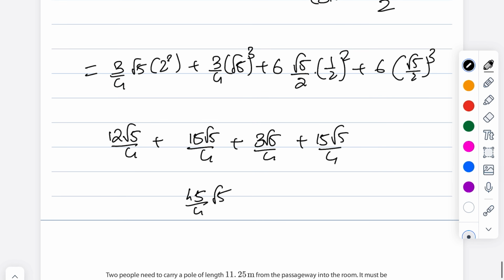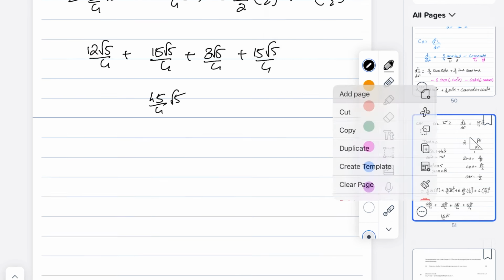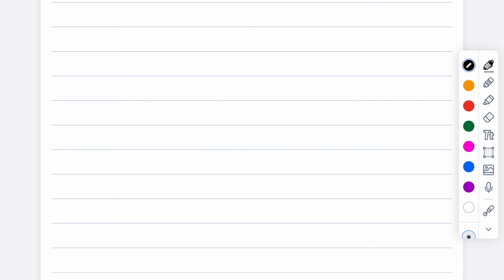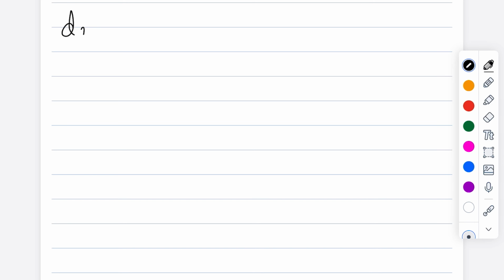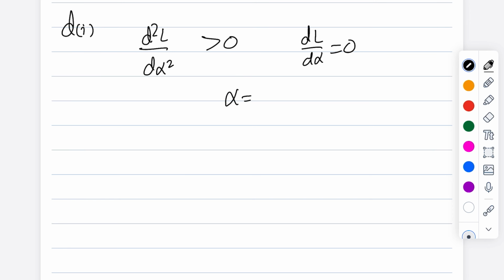Hence, next part D1: justify L is minimum when α is tan inverse 2. So when you substitute, d²L/dα² will be greater than 0, and dL/dα equals 0 when α equals tan inverse of 2. Therefore it is going to be minimum.